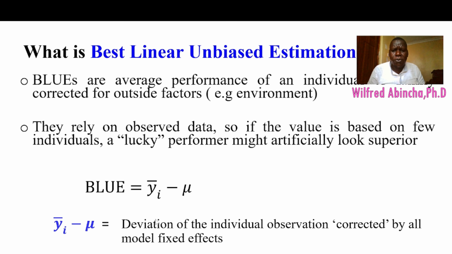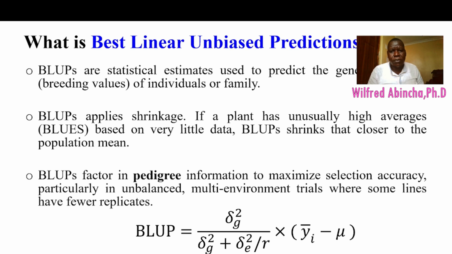Now, to compute BLUs, you get the mean of each individual and subtract the population mean. This gives you a deviation from the population mean, which is corrected by the model's fixed effects. Therefore, if you take those individuals as fixed effects, what you get is BLUs. So in BLUs, the individuals or families you are testing are taken as fixed effects.